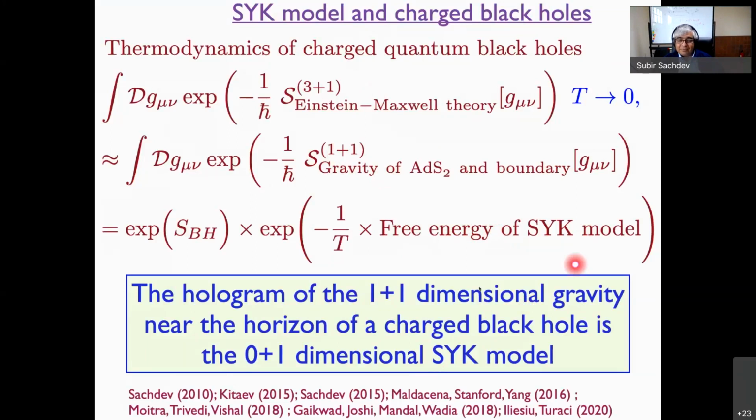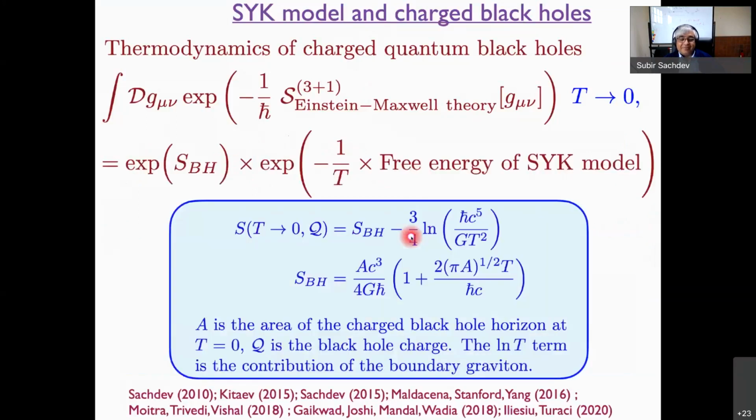Okay, so now I've told you, now we can compute this. Not we, but a lot of other people can compute it. And from that, you can in fact get a universal correction to the entropy of a charged black hole. So this is the Bekenstein-Hawking term at low temperatures at fixed Q. This has been known for a while, but never been written in this form.